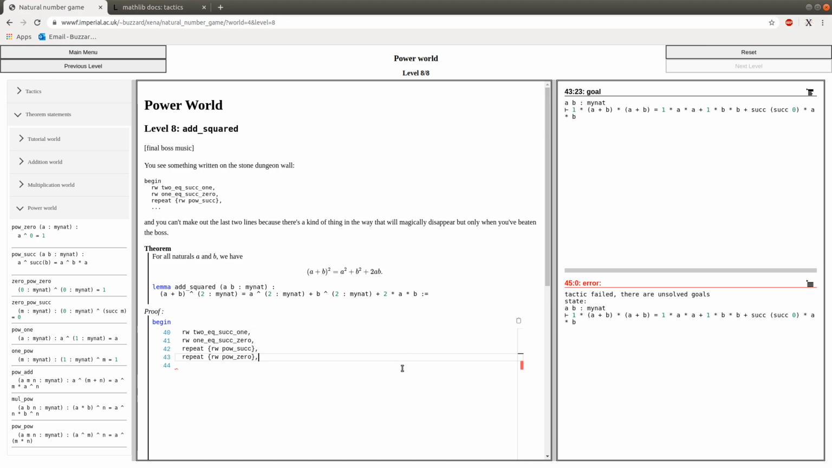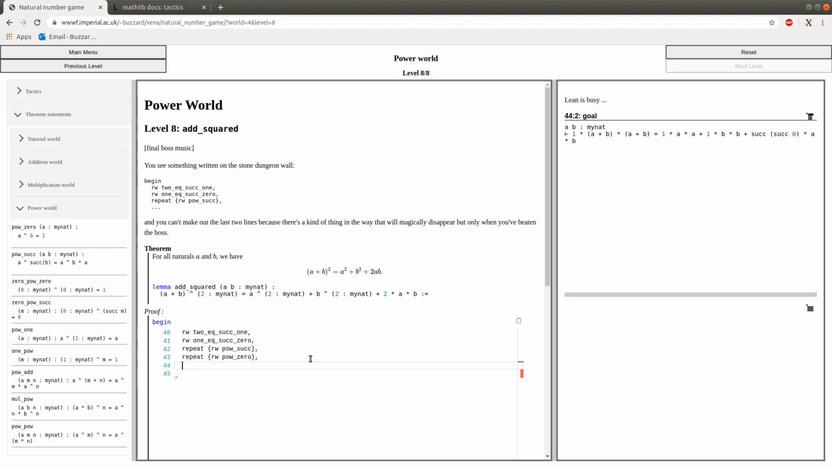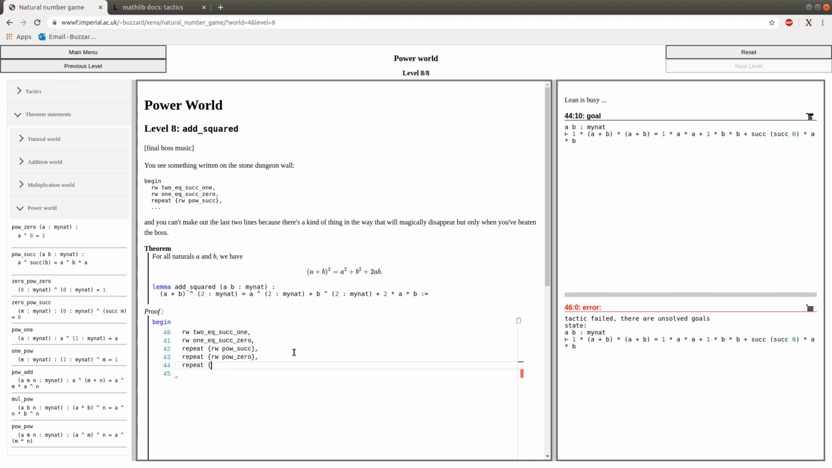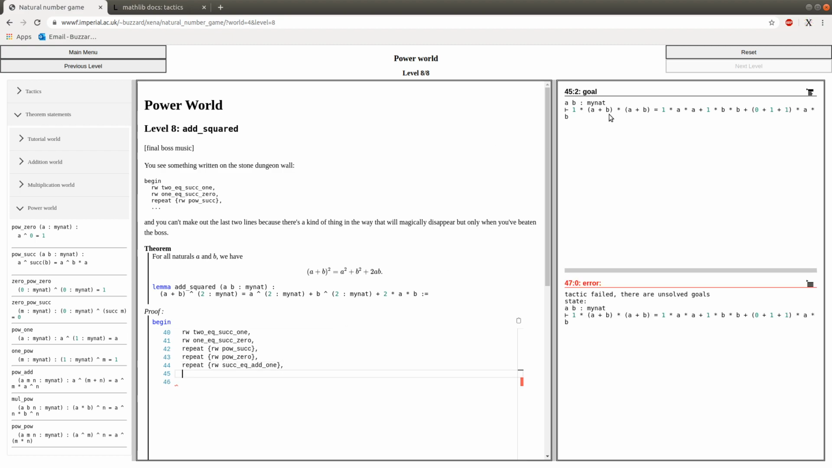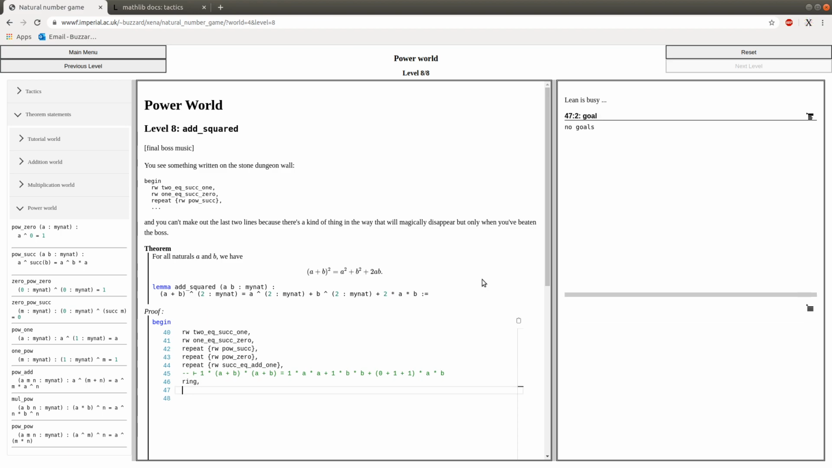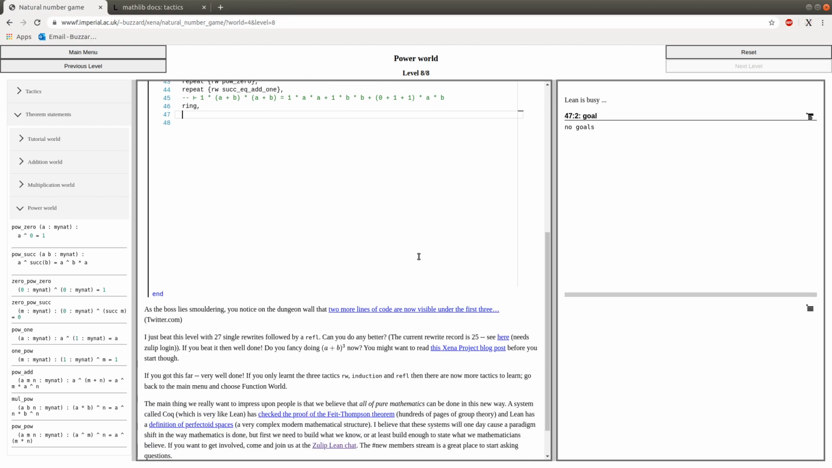I see that ring tactic doesn't know about powers. I need to remove all of the powers. So now this goal here. Oh, the ring tactic doesn't know about suck either. What about repeat rewrite suck eq add 1? I think we need to get rid of the sucks. There we go. And so now our goal is something which is true in all commutative rings. So the ring tactic should do this. And it does. So there we go. And that's the end of the natural number game.